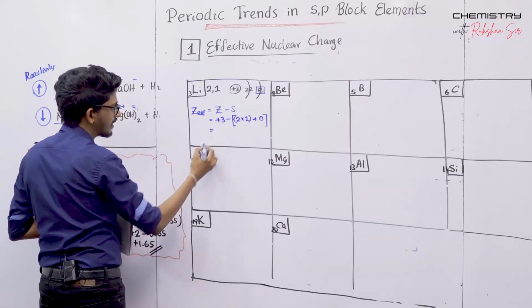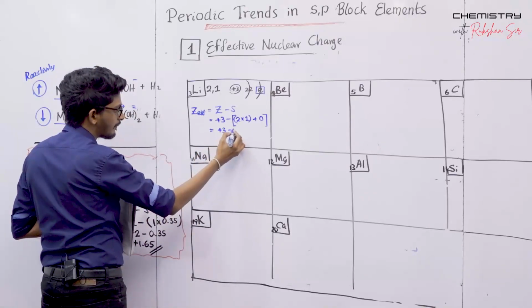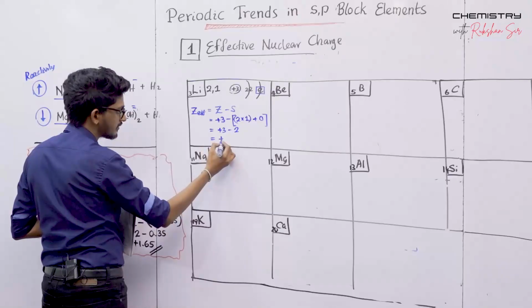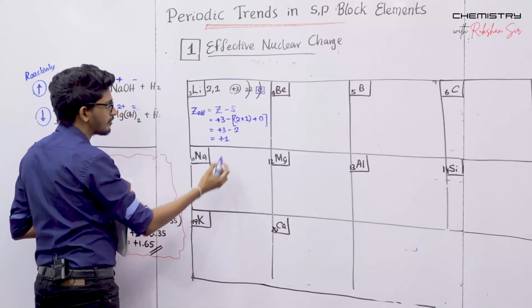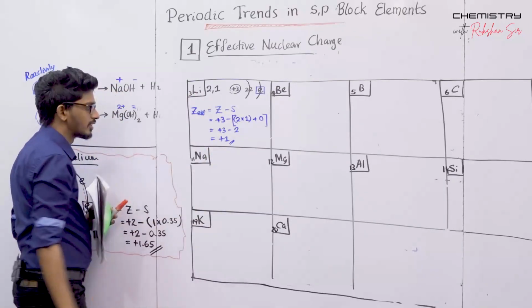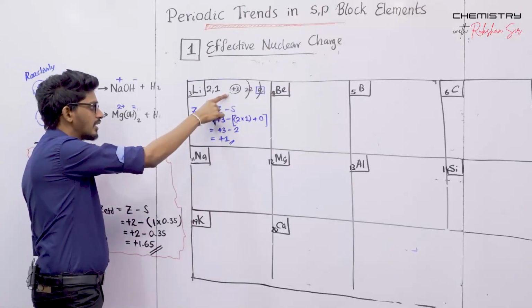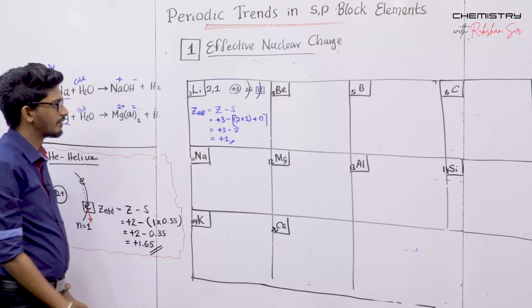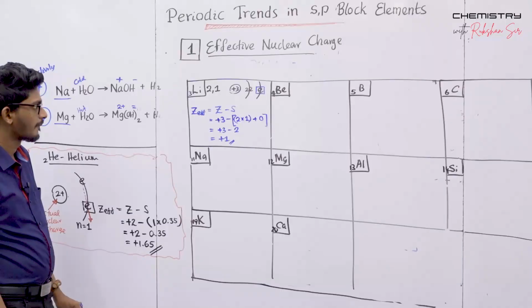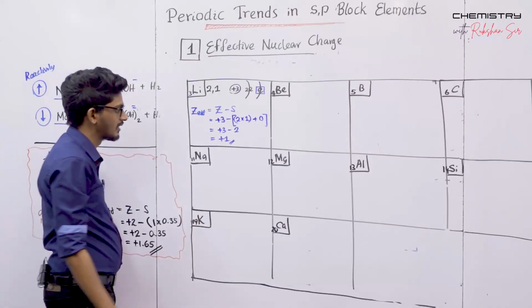So the effective charge is going to be plus 3 minus 2, that is plus 1. The effective charge of lithium is plus 1. The nuclear charge is plus 3, the effective charge is plus 1. Let's calculate the same thing with some other elements.